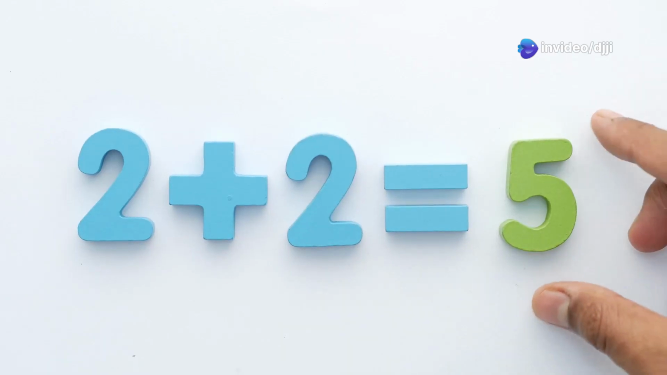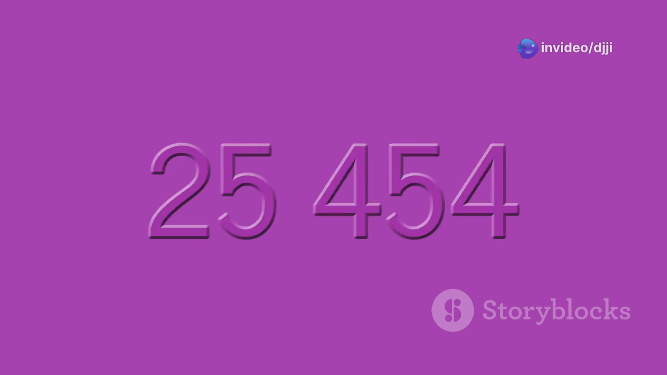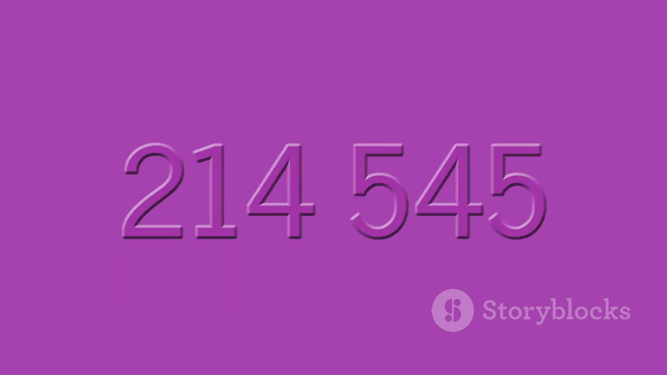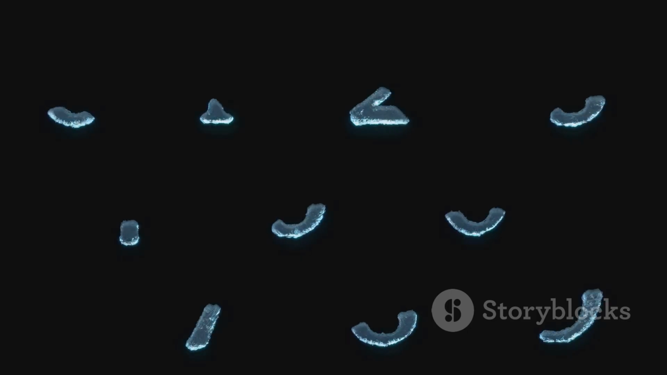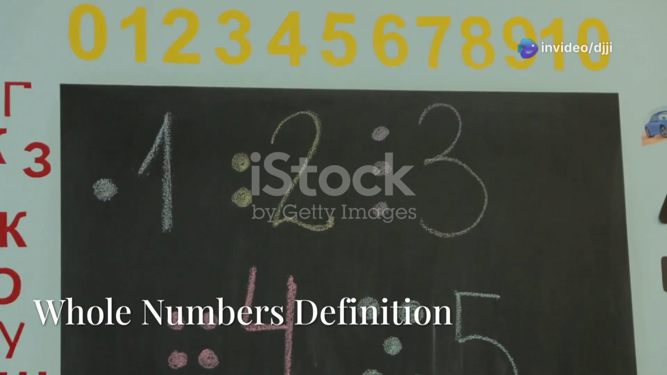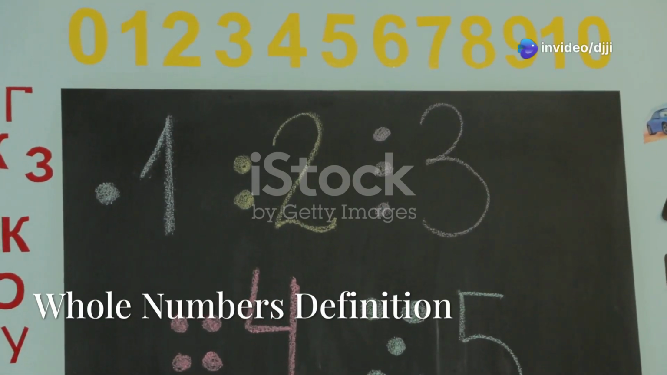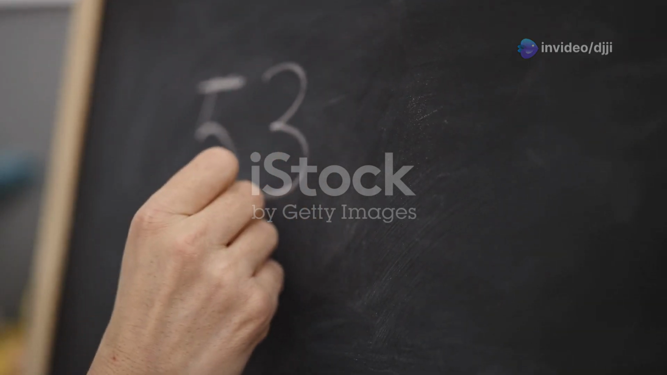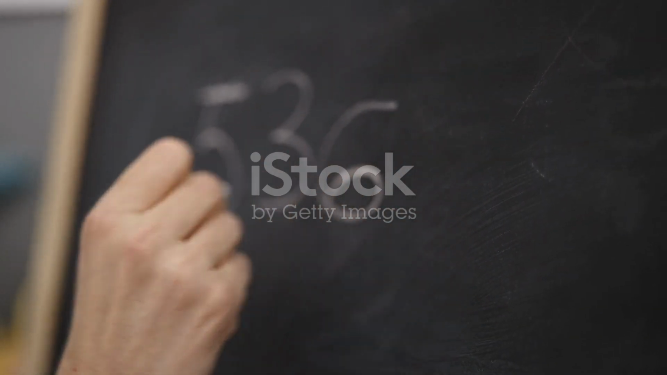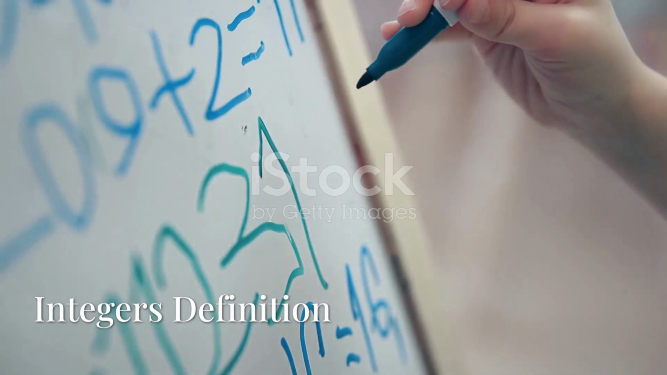Natural numbers, definition: the set of positive counting numbers. Examples: 1, 2, 3, 4, 5 and so on. Note, some definitions, especially in computer science or some textbooks, include 0 in natural numbers, but traditionally natural numbers start from 1. Whole numbers, definition: the set of natural numbers plus 0. Examples: 0, 1, 2, 3, 4, 5 and so on.